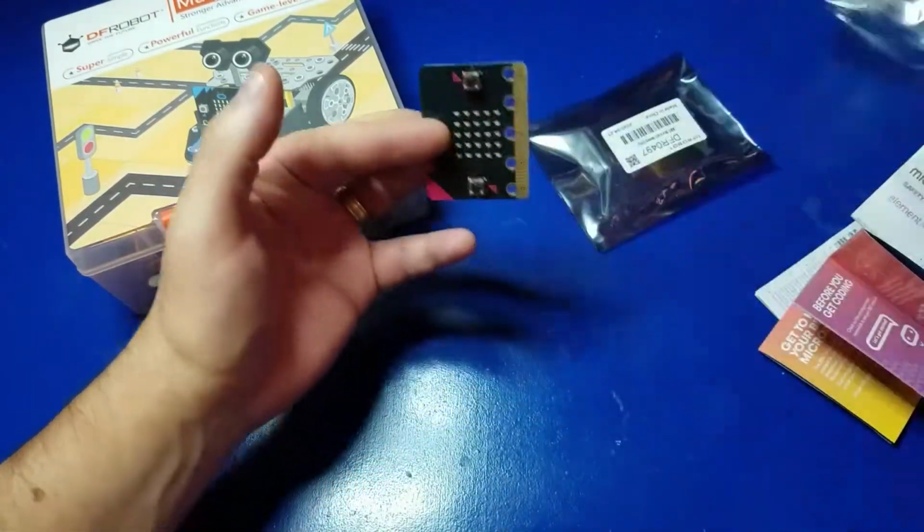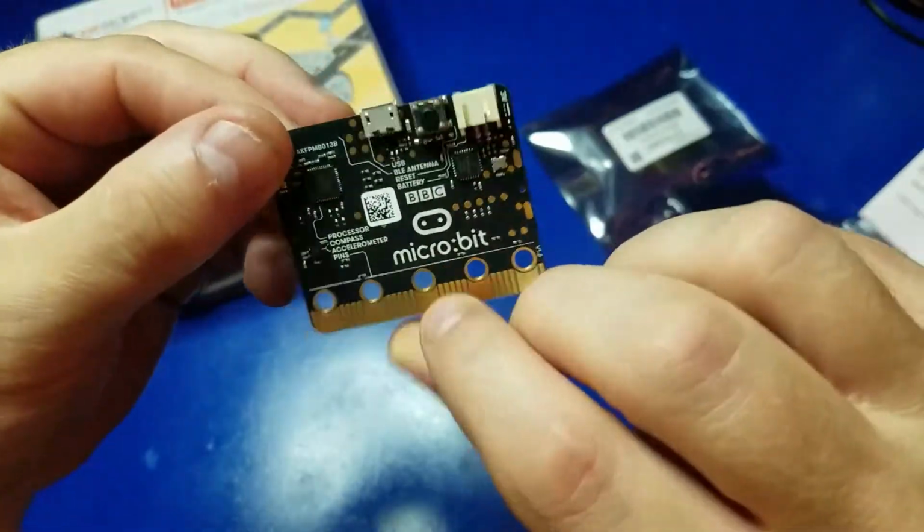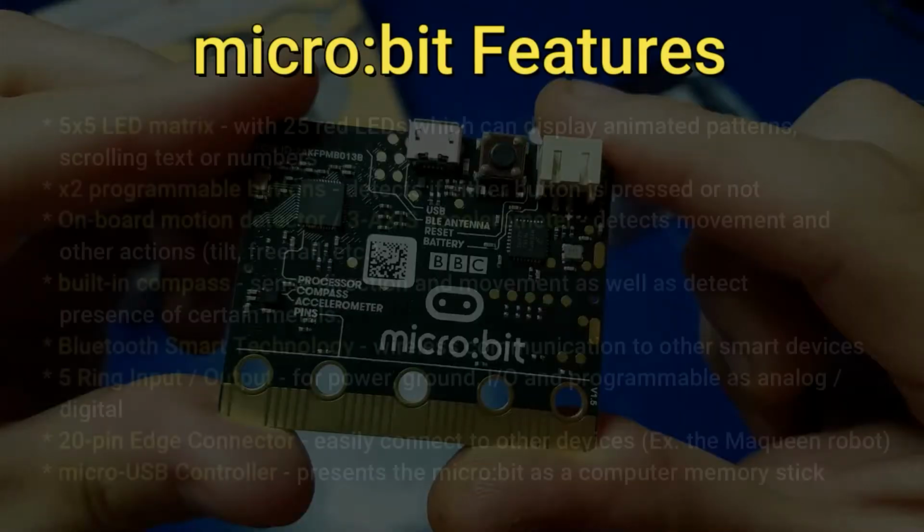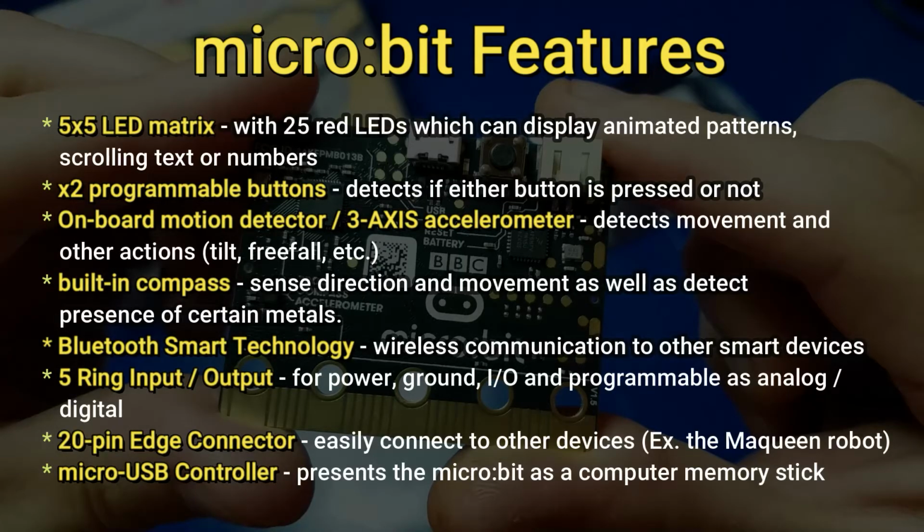We'll go into the programming of the micro bit shortly, but let's just take a quick look at the features of this single board microcontroller. It has a 5x5 LED matrix, so it's got 25 LEDs, which can display animated patterns, scrolling text, numbers, stuff like that. It's got two programmable buttons. It can detect if it's either pressed or not. It's got an onboard motion detector and 3-axis accelerometer, so it detects movement and other actions, such as if you tilt it or drop it and that kind of thing.